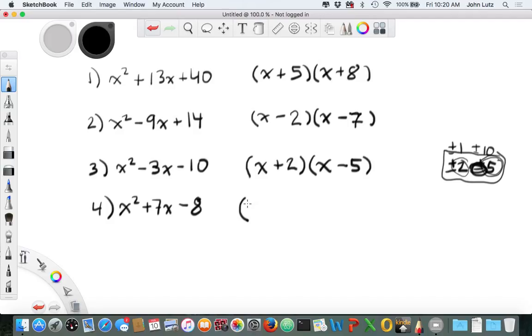Okay? This one, same thing. I'm going to have a plus and I'm going to have a minus. Doesn't matter the order. I'm just doing it this way to be consistent. Okay, and we're looking for two numbers that multiply to give us negative 8. So plus or minus 1, plus or minus 8, looks like we have our winner. Because if I have a positive 8 and a negative 1, 8 minus 1 is 7. So I've got x plus 8 times x minus 1. I hope that helped.